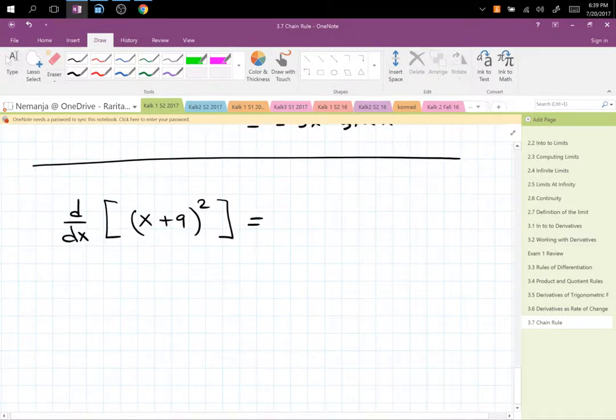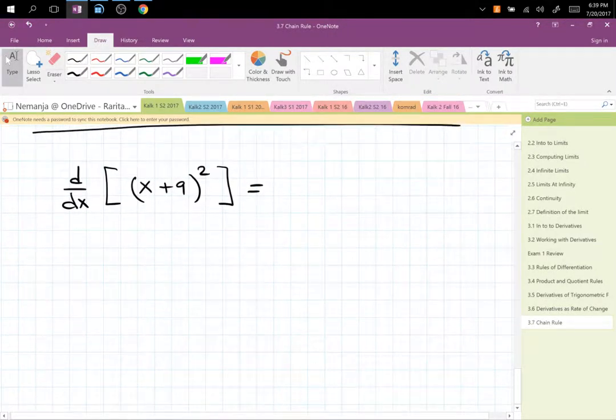I would like you to solve this problem in 2 different ways, and make sure you get the same answer. Use the chain rule, and also FOIL first, and then use the basic derivatives. Because if you FOIL, you will be able to use basic derivatives. So on a problem like that, you can use either.